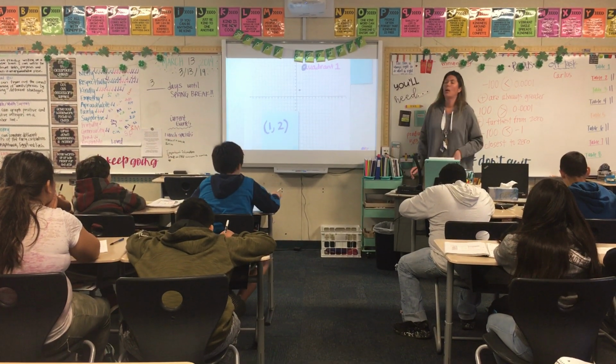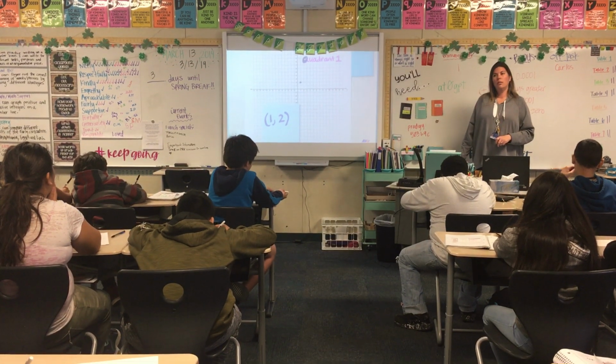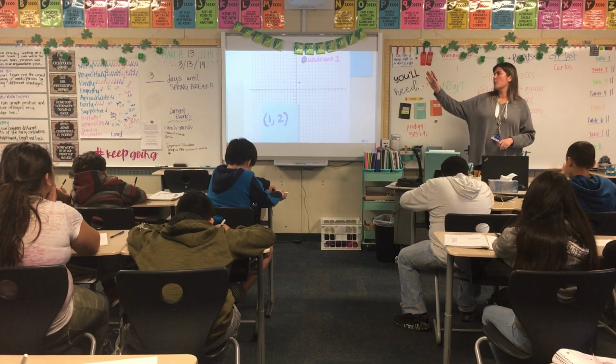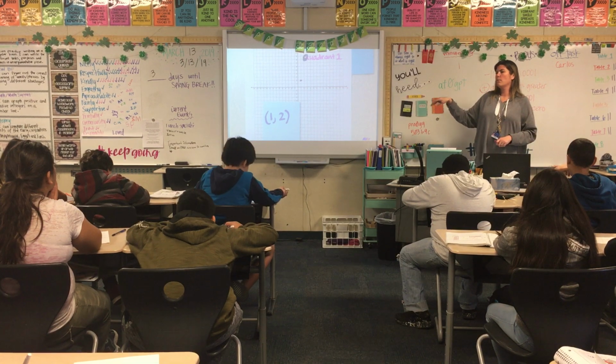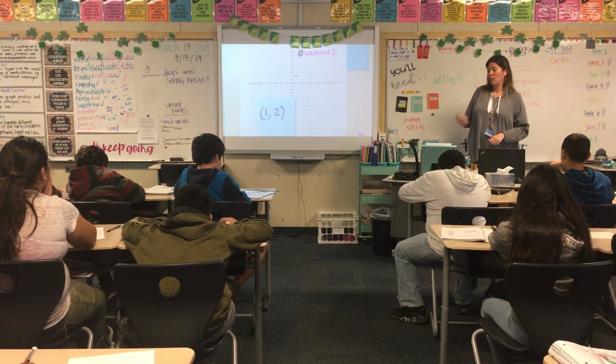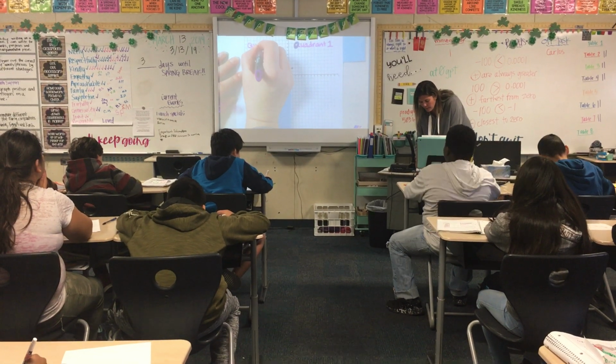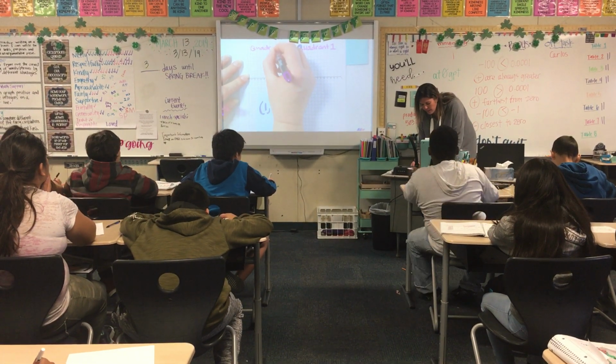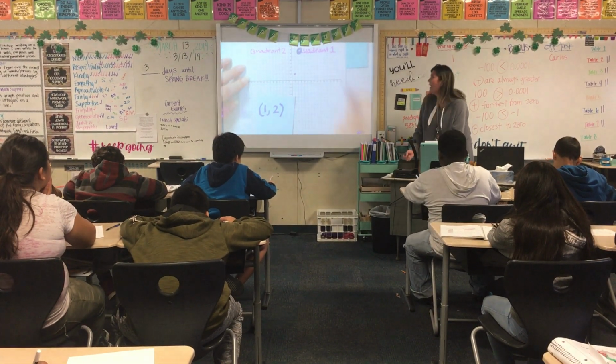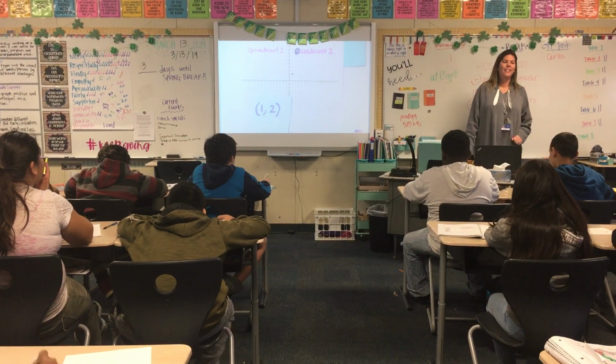So quadrant 1. Irene, which one is quadrant 2? To the left, down, below it? To the left. To the left, to the left. Okay. Quadrant 2.